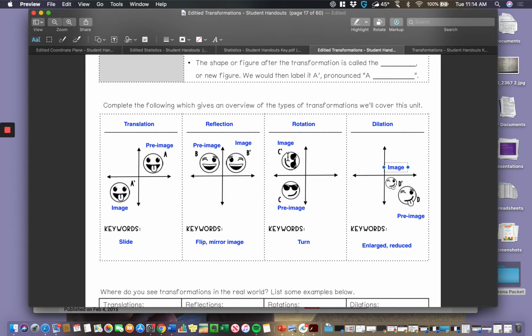Rotation is when our image turns. So it just needs to rotate in any direction. In this case, it rotated from quadrant 2 to quadrant 3. We rotated it over the x-axis. And for dilation, we scaled it, meaning it got smaller. This one went from bigger to smaller.